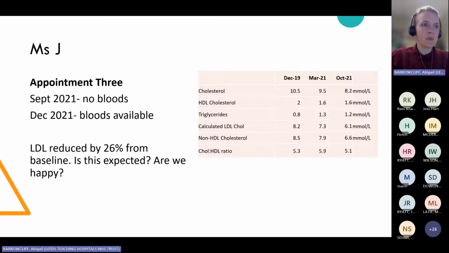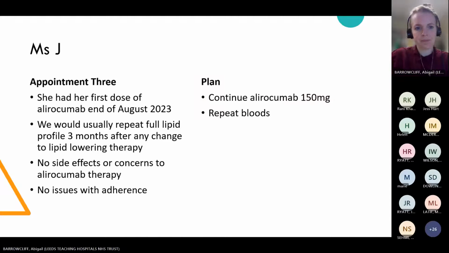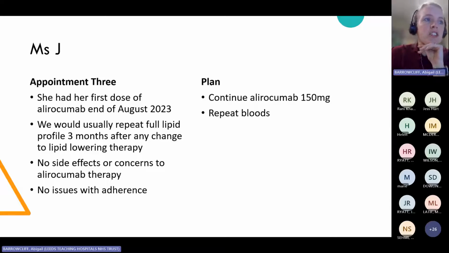So unfortunately, after 6 months, the LDL had only reduced by 26%. So why could that be? So we would normally expect about a 50 or 60% reduction in LDL cholesterol in a person on PCSK9 inhibitors. So we had to do a bit more investigating. So after discussing with Ms. J, she'd only had a first injection at the end of August, and therefore the October bloods may have been slightly premature. We checked with adherence and she had no issues there, and she wasn't suffering from any side effects, which is good. The plan was made at this point in time to continue the alirocumab and to repeat bloods.